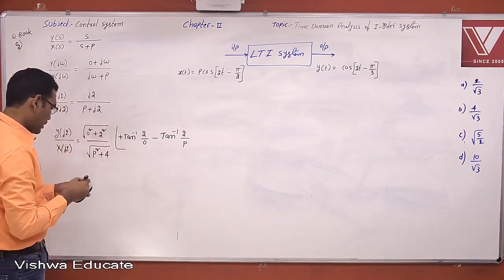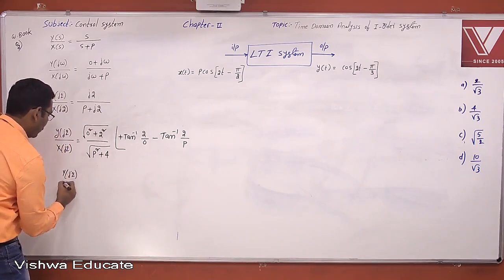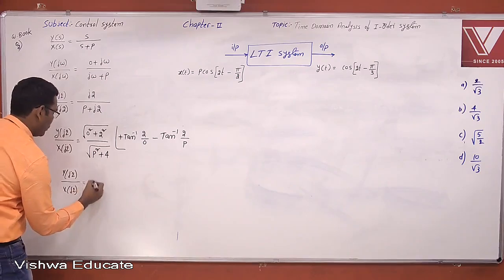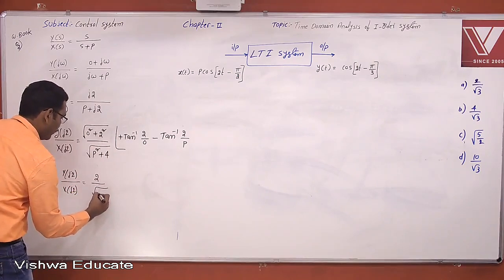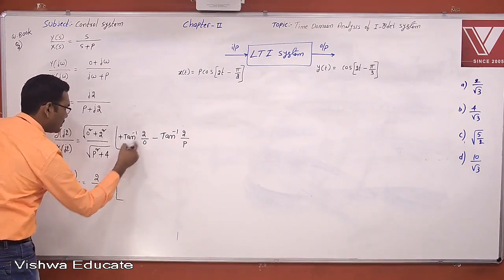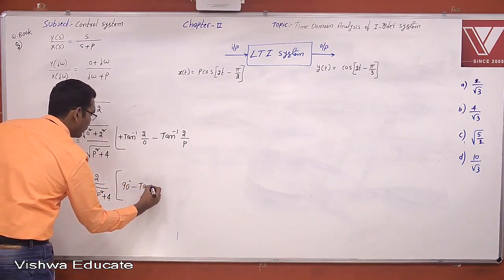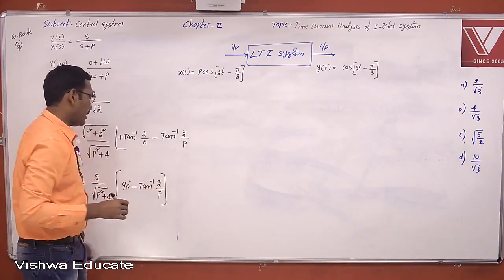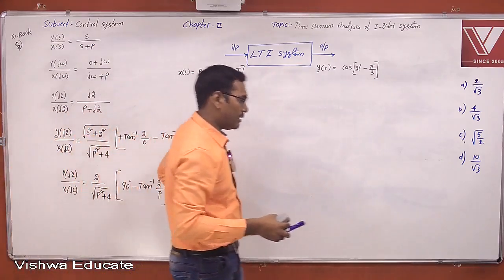Now the students, you see here y of j2 by x of j2, which is equal to, now root 4 is nothing but 2 by square root of p square plus 4, and phase angle is tan inverse infinity, 90 degrees, minus tan inverse 2 by p. Am I right? Now this is the sinusoidal response.